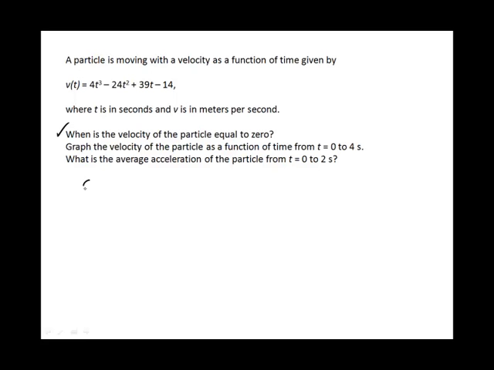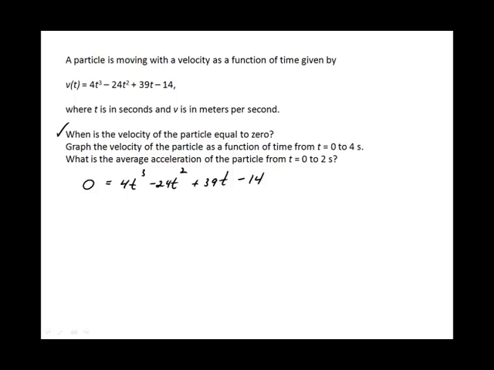So the velocity is equal to 0 when 0 is equal to 4t cubed minus 24t squared plus 39t minus 14. And so I'm just setting that equal to 0, so there's a polynomial that I set equal to 0. Now I asked you to do this using synthetic division. And so I'm going to bring back to you a couple of different things. First off, let's assume the roots are rational.